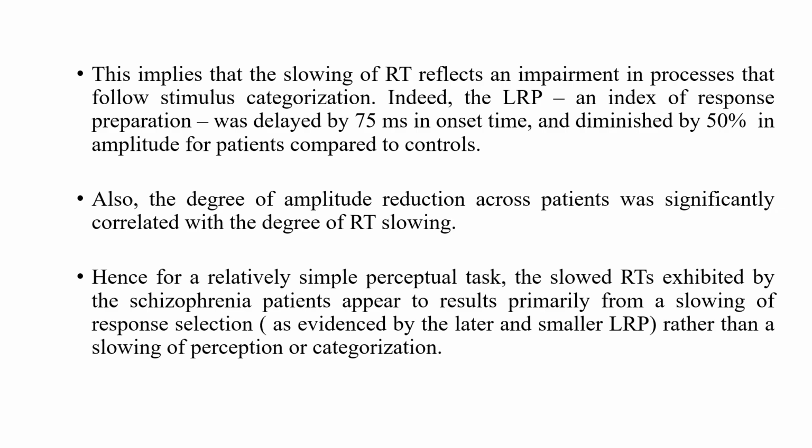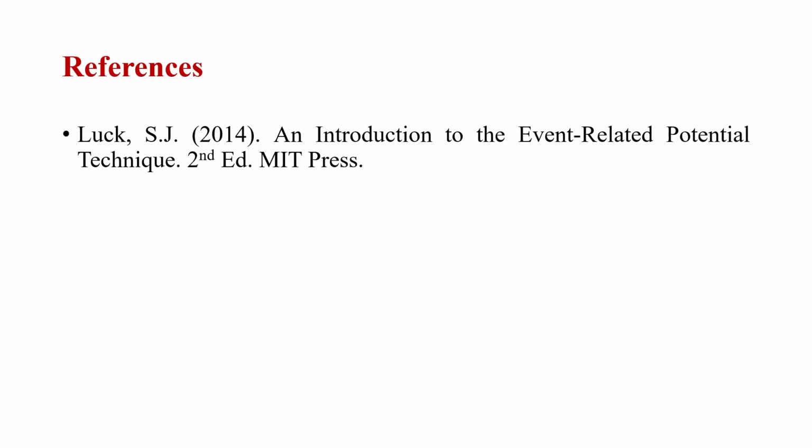So here you can see how we can use the ERP methodologies to understand the mechanics of how, and why, schizophrenic patients are slower in their behavioral responses when they are going through this oddball paradigm. So for a relatively simple perceptual task, the slowed RTs exhibited by the schizophrenia patients appear to result primarily from a slowing of response selection, as evidenced by the later and smaller LRP, rather than a slowing of perception or categorization. This is a very good example of how we can use the ERP methodology to understand the mechanics of particular processes.